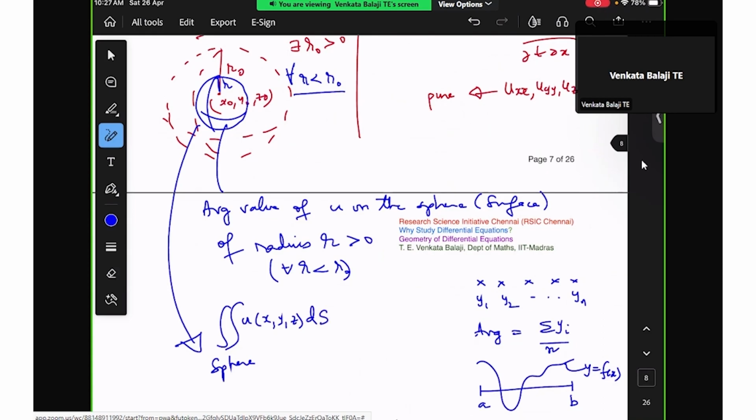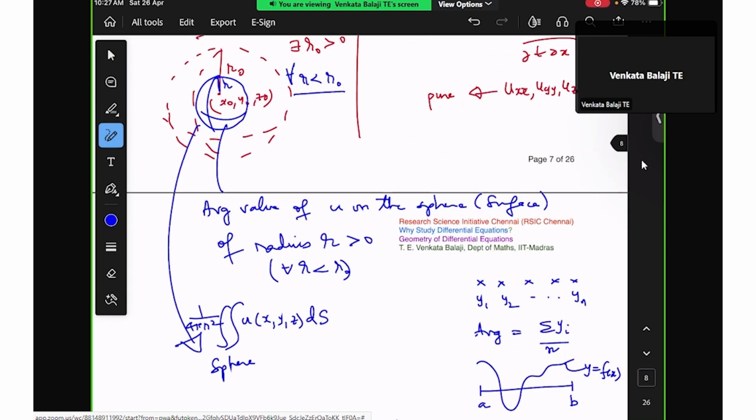But this dS is a small element of area on the surface of the sphere. Okay, and then I write 1 by 4 pi r square. This is the average value. Yes, sir, this is the average value. Understand? This is the average value.